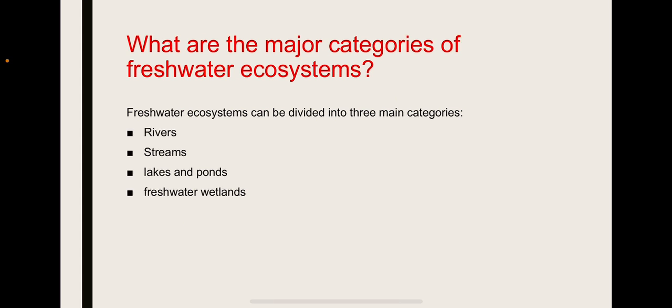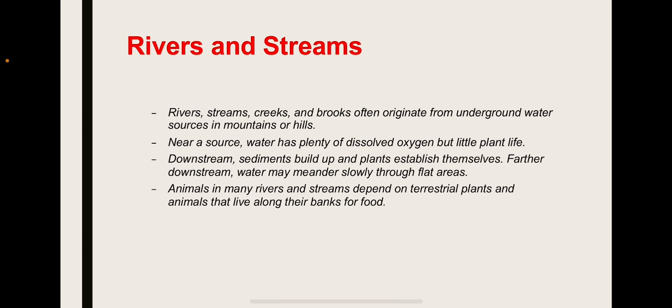Freshwater: rivers and streams. Rivers, streams, creeks, and brooks often originate from underground water sources. Near a source, the water is plentiful in dissolved oxygen but has little plant life. Downstream, some sediments build up and plants establish themselves. Water may meander slowly through flat areas. Animals in many rivers and streams depend on terrestrial plants and animals that live along their banks for food.